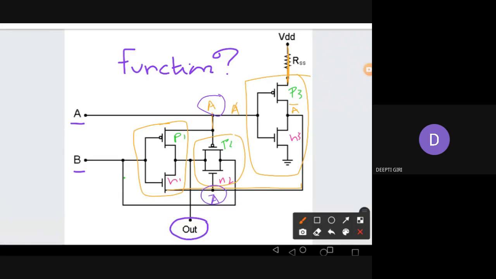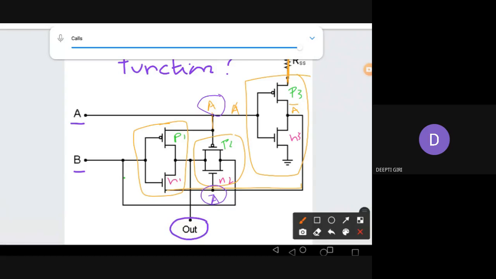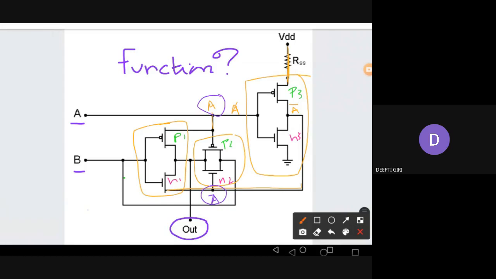So what I'm discussing is that in order to find the functionality of any circuit, you can analyze in different ways. One way is you see the pattern, like there's an inverter, there's another inverter, and so on. Or you just analyze the individual transistors turning on and off based on A and B and find out the logical value of the output. That is also fine. Whichever way you are comfortable, you can go ahead with that.